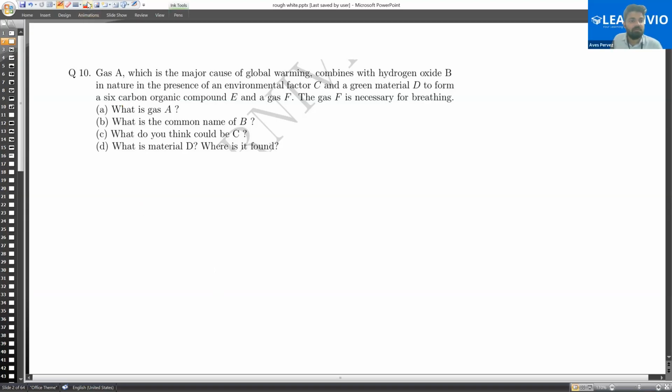So you will have CO2, the gas is CO2. The major cause of global warming is CO2, which combines with hydrogen oxide. CO2 when combined with hydrogen oxide is actually water, in the presence of environmental factor C and a green material D.